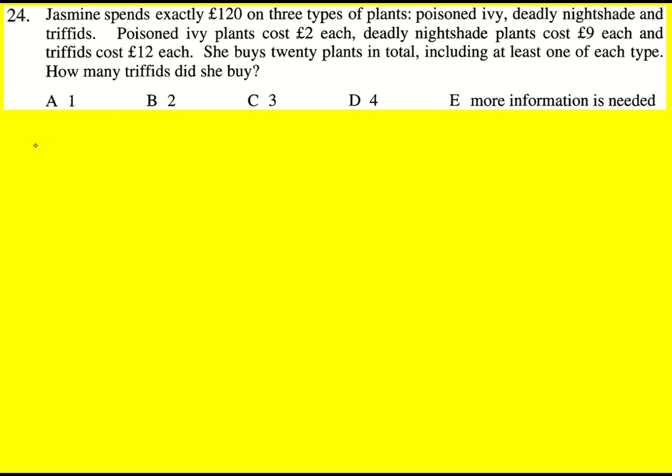Jasmine spends exactly £120 on 3 types of plants: poisoned ivy, deadly nightshade, and triffids. Poisoned ivy plants cost £2 each, so if she buys P of them, it would cost 2p. Deadly nightshade is £9, so let's say it's going to be 9d, where d is the number of deadly nightshade plants that she buys, and then plus 12t for the triffids.